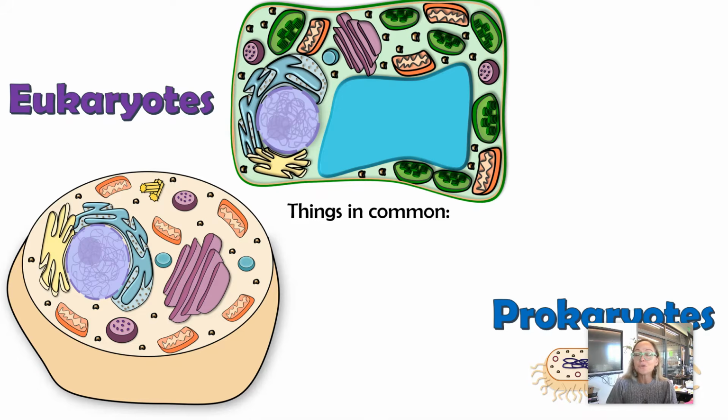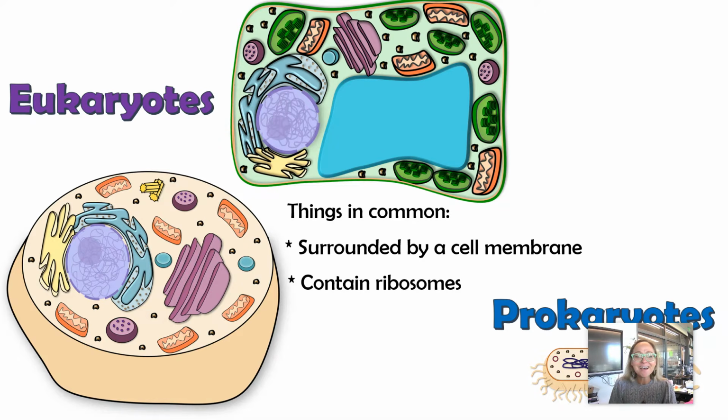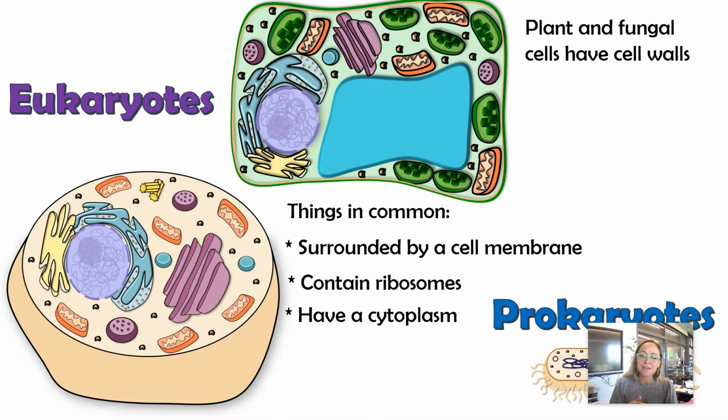Okay, so now let's compare eukaryotes to prokaryotes and see what they have in common. All cells are surrounded by a cell membrane, or a lipid bilayer, or a plasma membrane. They all mean the same thing. They all contain ribosomes. Eukaryotes as well as prokaryotes have ribosomes to carry out protein synthesis, and they all have cytoplasm.